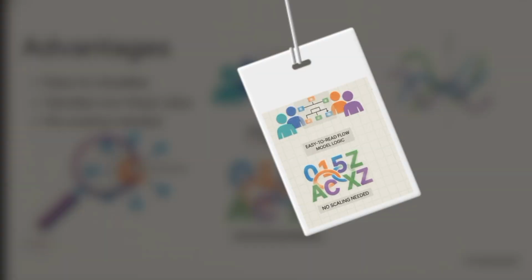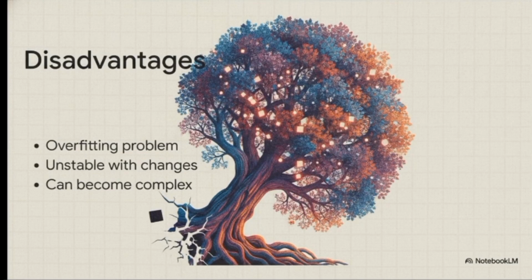But we've got to talk about the downsides. The biggest disadvantage by far is the overfitting problem. Trees can grow far too deep and overfit by literally just memorizing the training data, meaning they require pruning to stay accurate on new unseen data. Furthermore, they are highly unstable. Even a tiny tweak to the underlying data can completely destabilize and rewrite the tree's entire structure. They can also become overly complex and highly biased toward dominant classes if you're working with imbalanced data sets.